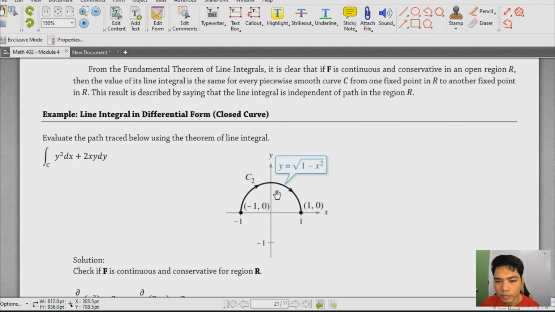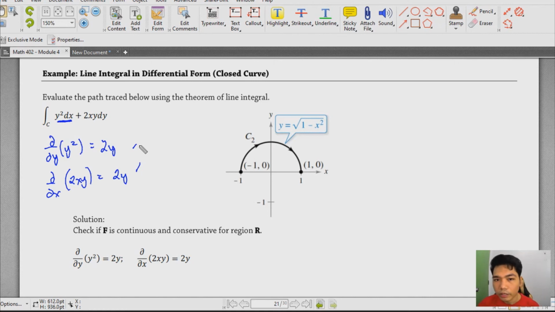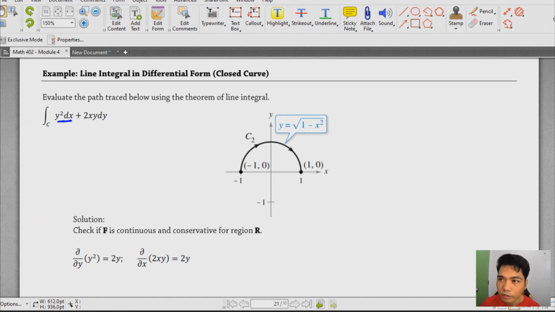Pero ano ba yung kinocompute dito sa ating close contour? So you can see, evaluate the path traced below using the theorem of line integral. So ang gagawin natin dito, if we want to evaluate the line integral in differential form of the closed curve, we can always check muna if this is conservative. So the partial derivative of this expression with respect to y in terms of x lang, so that's y squared, that is equal to 2y. And then the partial derivative with respect to x for 2xy would of course give us the value of 2y. So therefore we can say that this particular curve y is equal to square root of 1 minus x squared is a conservative vector field or a conservative region.